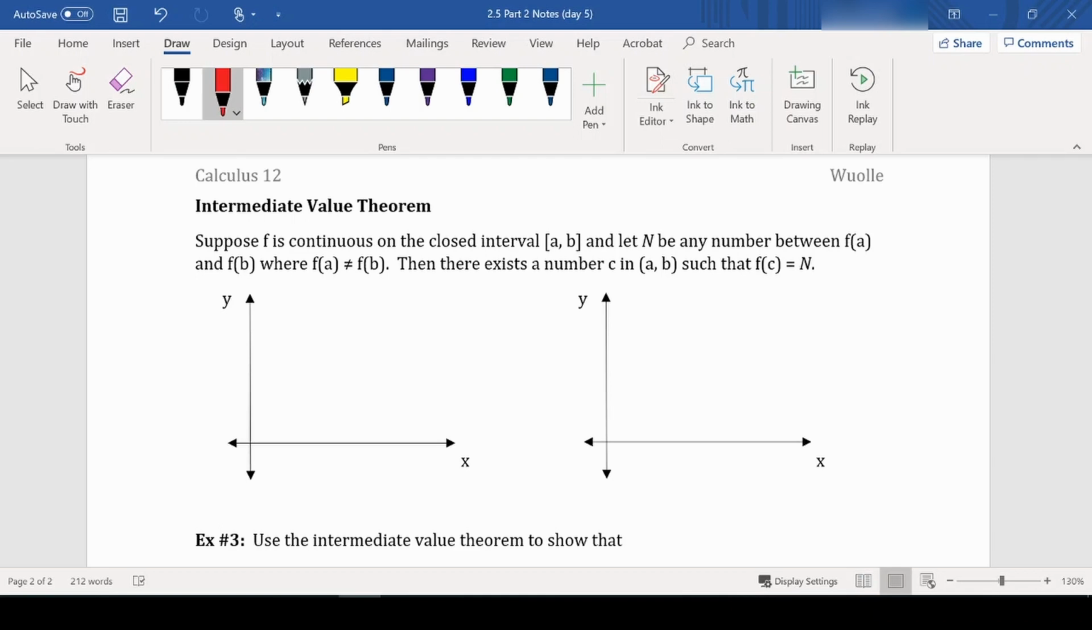So the intermediate value theorem says, suppose f is continuous on a closed interval, so from a to b. We're letting n be any number between f of a and f of b. So n is a y value here because f of a is a y value and f of b is a y value. So this is a y value. This is also a y value. Okay, these are x values. Okay, this is a y value.